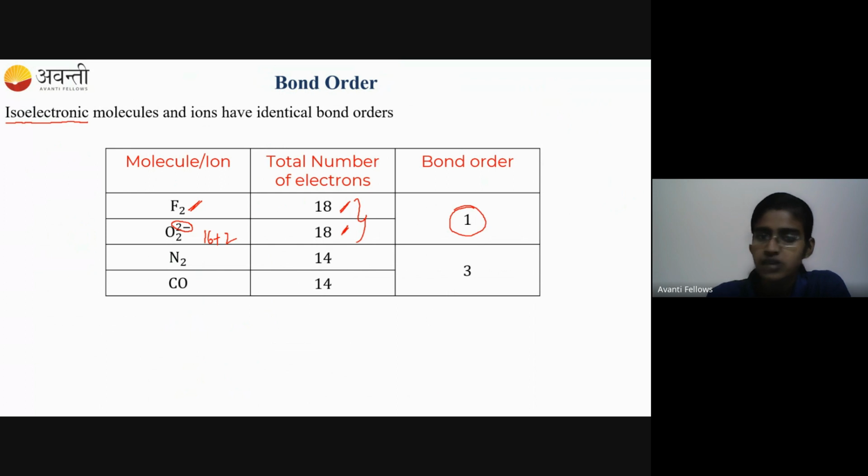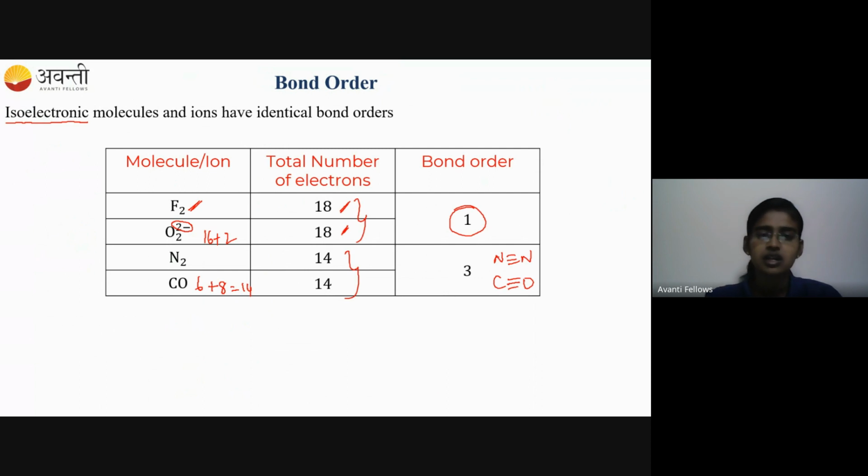Now in the case of nitrogen, the atomic number is 7. Nitrogen molecule, 7 plus 7, 14. For one carbon, the atomic number is 6, and for oxygen it is 8. So 6 plus 8 is 14. So both are isoelectronic, so both bond orders are the same. It is 3: nitrogen triple bond nitrogen, and C triple bond O. Both will have the same bond order.